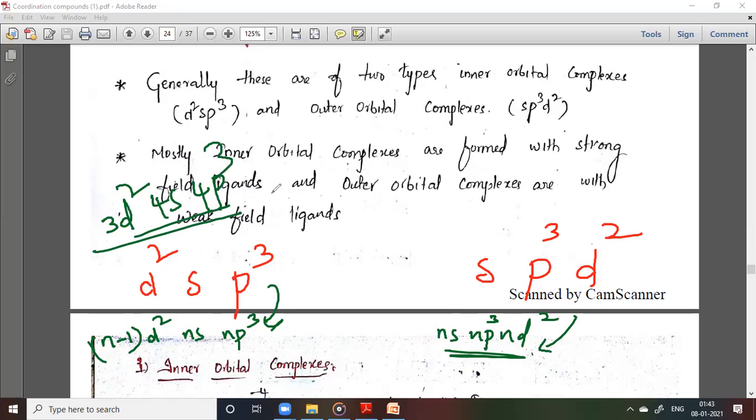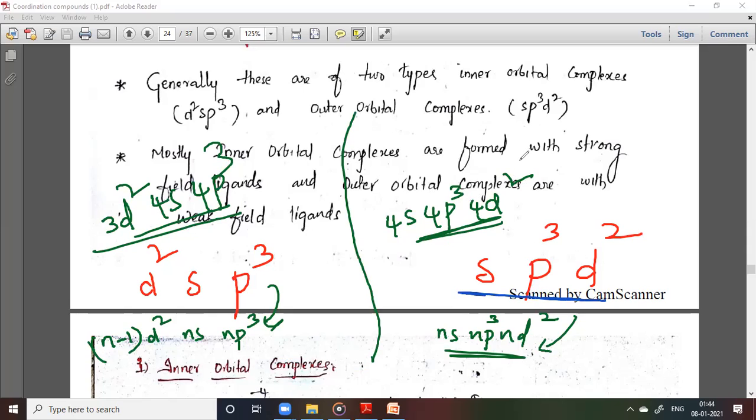So here I will write like this, but here I will write like this: 4s 4p3 and 4d2. So what is actually the difference between these? The hybrid orbitals, whatever the hybrid orbital, the atomic orbitals are hybridized to get equal energy. So what is actually the difference between these two here? The hybrid orbitals present in sp3d2 are all in the same orbit.